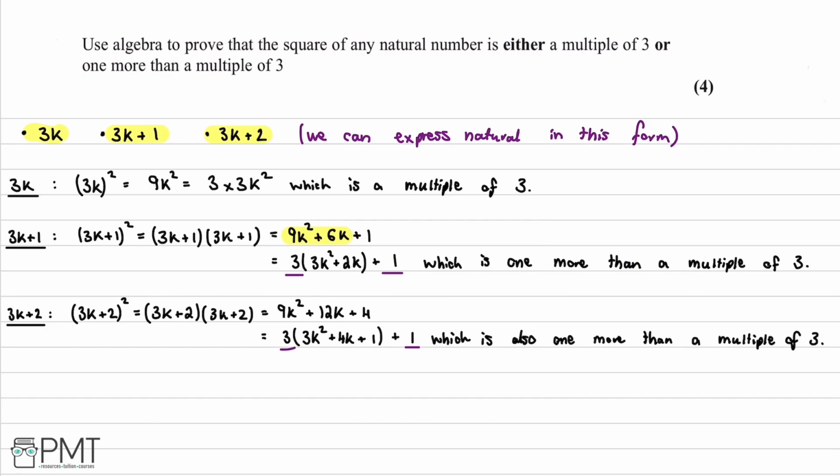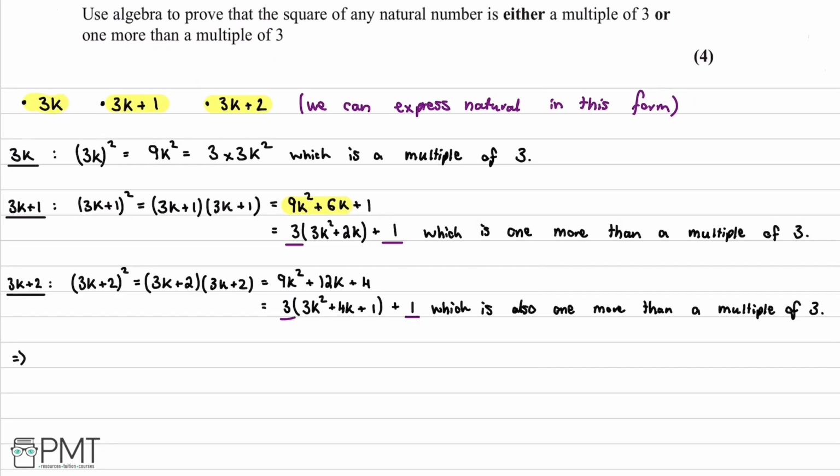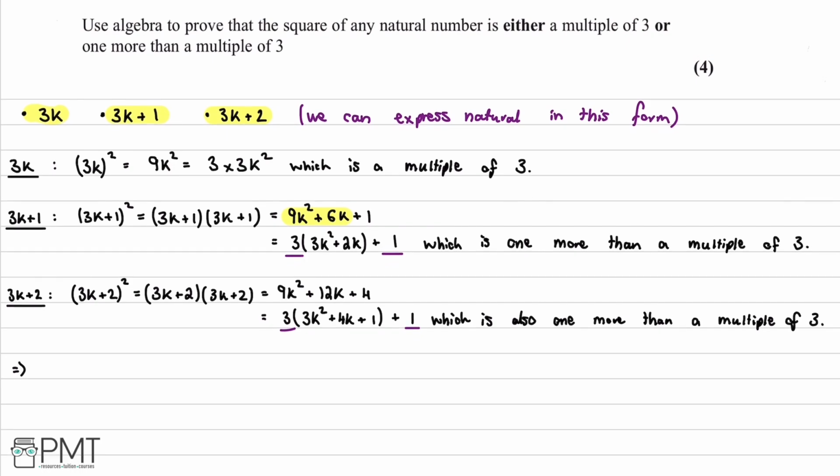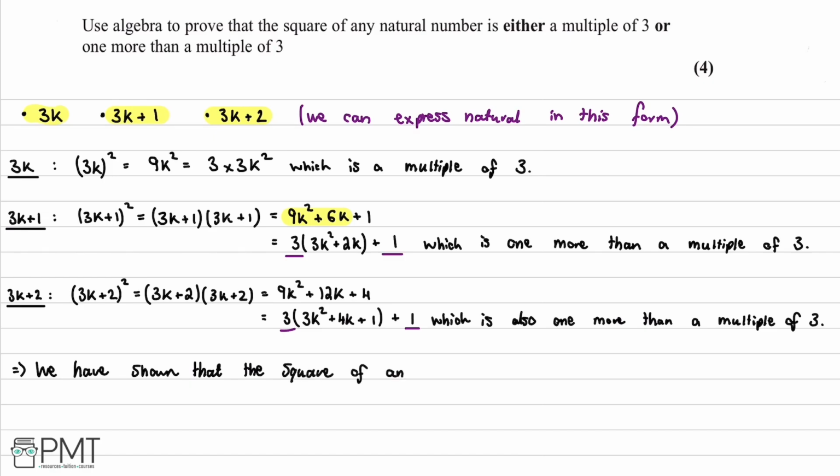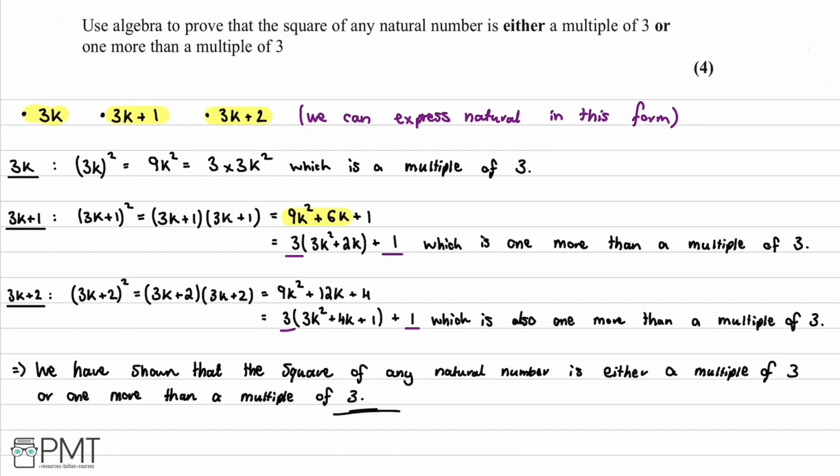So therefore, what we've done is we've worked through all three of these cases where we've now been able to prove that for any value that k takes, so for any natural number, it's always going to be a multiple of 3, or it's going to be one more than a multiple of 3. And we've shown that here by squaring everything and then factorizing it and bringing it into a simpler form. So now what we can do is write a little concluding statement which relates back to the question. So therefore, we have shown that the square of any natural number is either a multiple of 3 or one more than a multiple of 3. And therefore, we've completed this question.